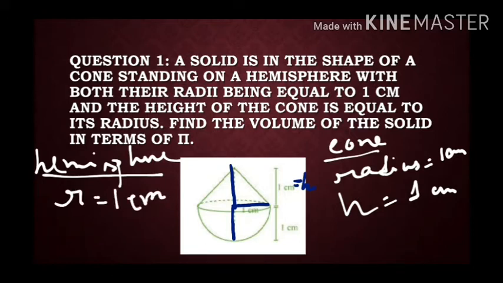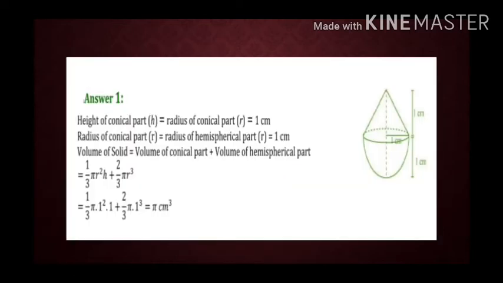Now, you have to find the volume of the solid. As you can see, the volume of the solid can be divided in two parts. One is the volume of this cone, plus the volume of this hemisphere. So from the given data you will find the volume of the cone and the volume of the hemisphere respectively, and we will add these two volumes, then you will get the volume of the solid. So, let us check the solution.